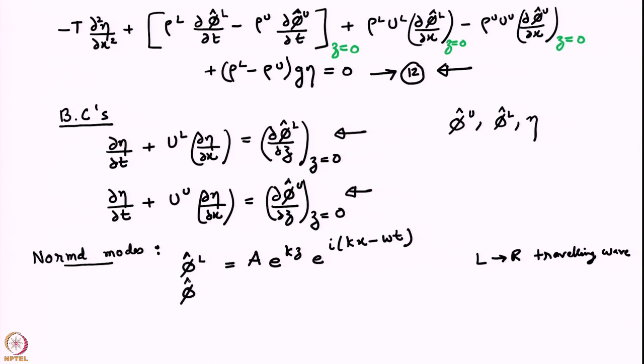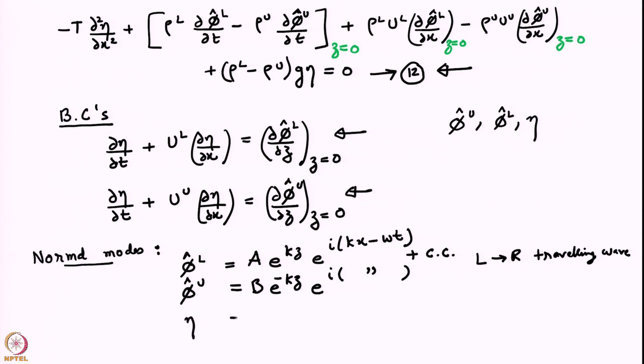Similarly, phi hat u is equal to some complex constant b. So of course, we have to add the complex conjugate. I am not going to explicitly write this. By now, we are fairly familiar with this procedure and so I am going to skip writing the plus c.c. every time. E to the power minus kz, exponential of the same thing.